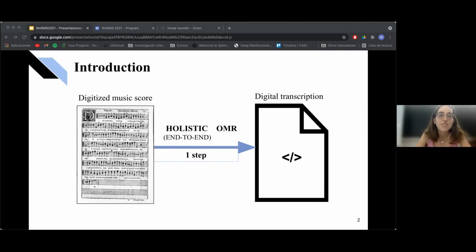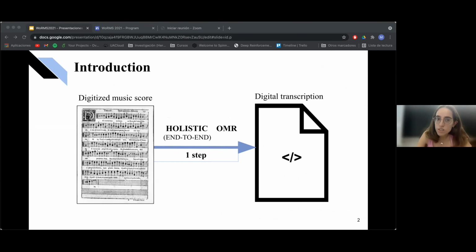So I'm going to begin with a really quick introduction about what optical music recognition is, because I think that up to this point, we all kind of know what it is. As had been said before, optical music recognition, also known as OMR, is the research field that aims at obtaining a structured digital representation of the music content present in a sheet music image.